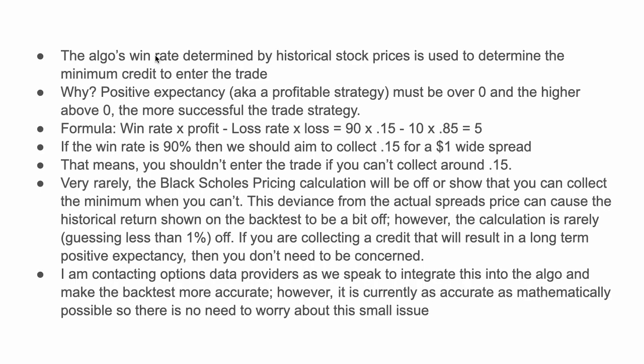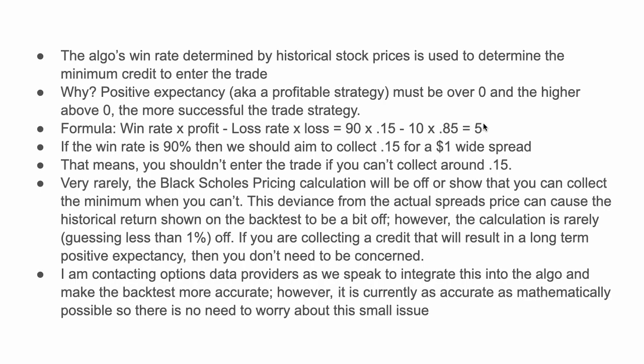Now, how do we determine our long-term win rate? This is called positive expectancy, aka a profitable strategy, and it must be over 0. And the higher above 0, the more successful the trading strategy. I've covered this in numerous videos. So what is the formula for a profitable strategy or positive expectancy? It's the win rate times your profit minus the loss rate times your loss.